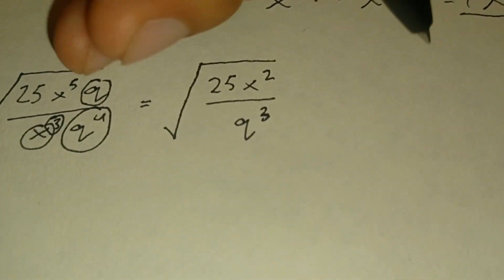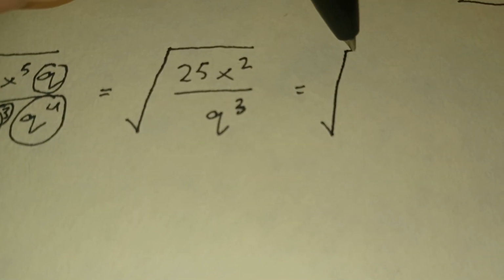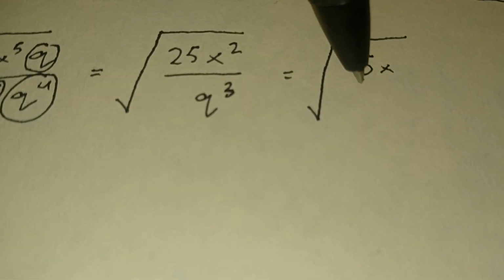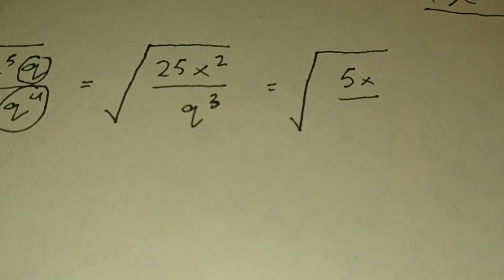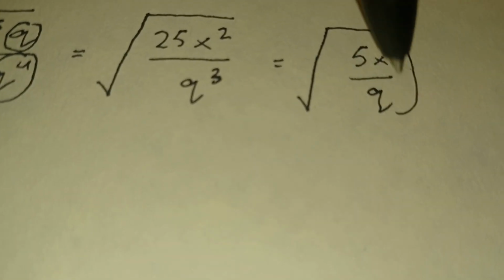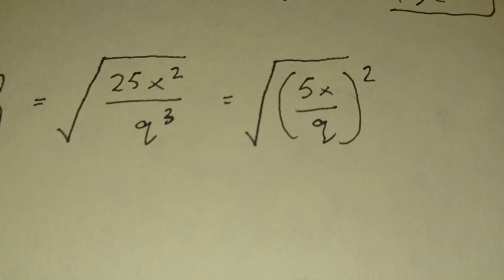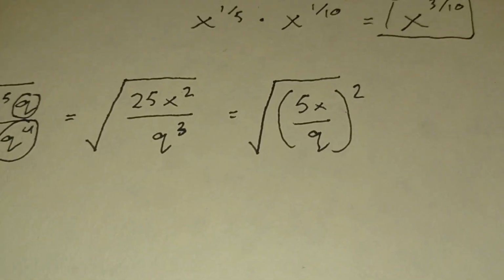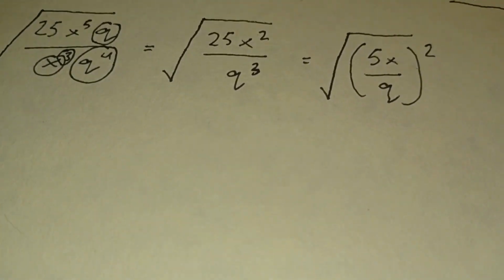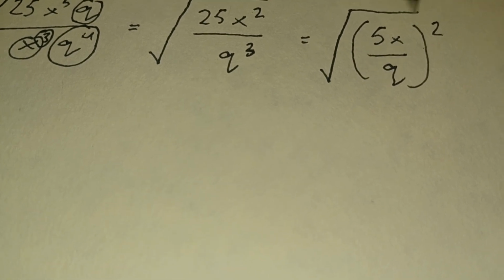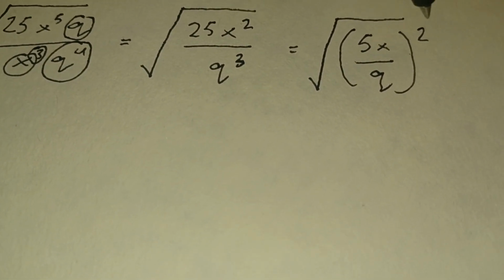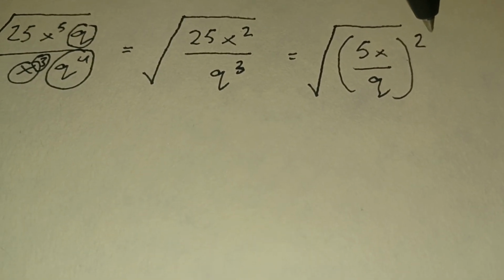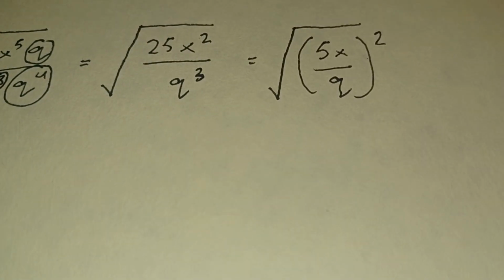So now we can rewrite this as the square root, because we're looking for perfect squares. We can rewrite this as 5x over q, all raised to the second power. Why? Because we can pretty much get perfect squares out of this. 5 raised to the second power is 25, x raised to the second power is x squared, and q raised to the second power is q squared. But we're missing something, right?